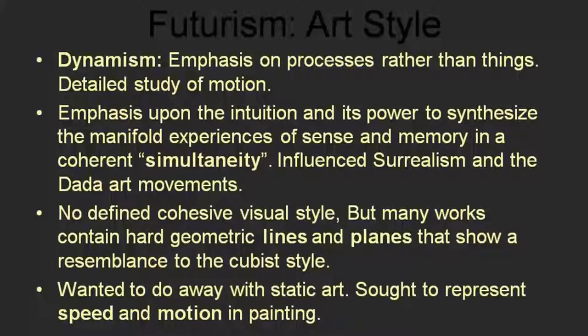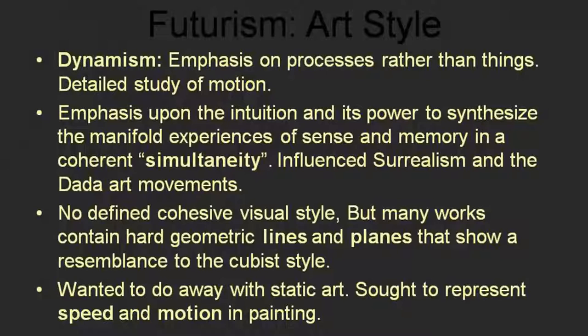Like Cubist paintings, here in Futurist paintings also you can see simultaneous elements existing simultaneously from various viewpoints, or maybe from the same viewpoints, you can almost trace a movement of an object or a figure across the path of the painted surface. So simultaneity becomes imperative for most of the Futurist paintings. Now, Futurism did not want to define any cohesive visual style, but many works in Futurism contain in common hard geometric lines and planes that show a resemblance to the Cubist style.